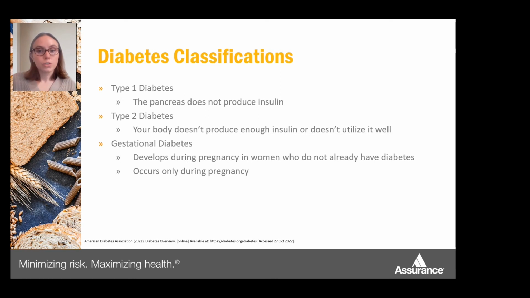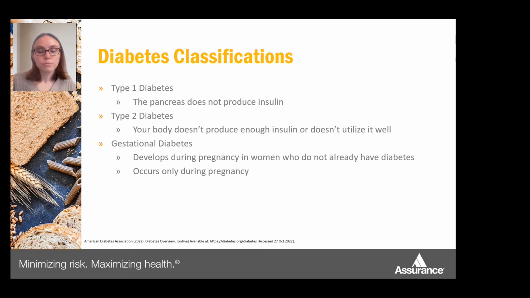Then we also have gestational diabetes. This is defined as high levels of blood sugar during pregnancy only, so it itself is not overt diabetes. This happens because during pregnancy, hormones can interfere with insulin function, which in turn can cause higher levels of blood sugar. According to the American Diabetes Association, nearly 10% of pregnancies in the United States are affected by gestational diabetes every year.